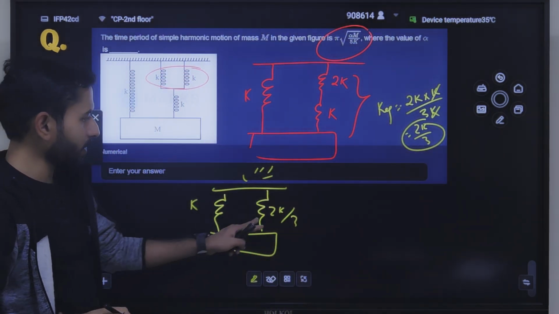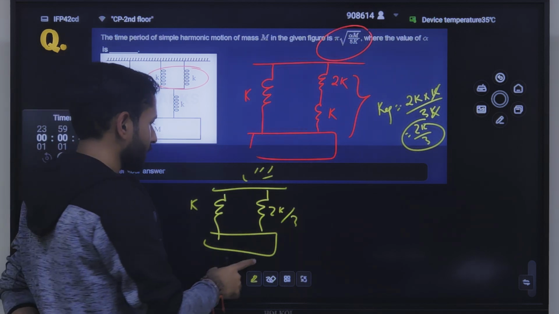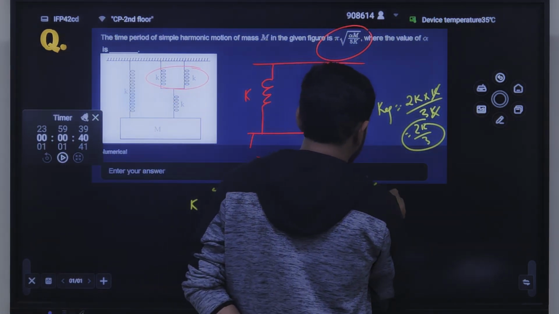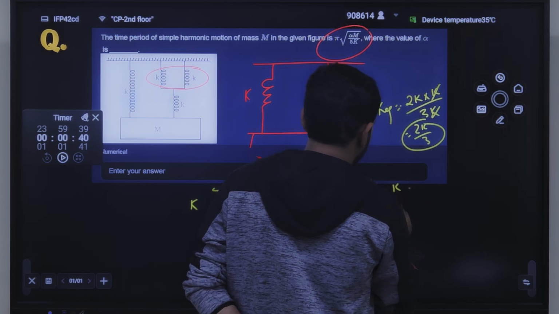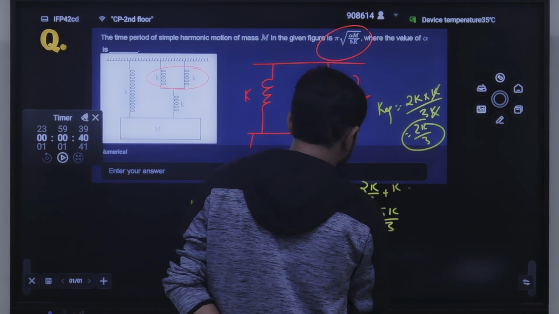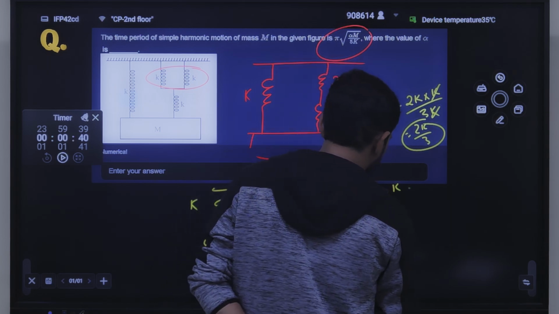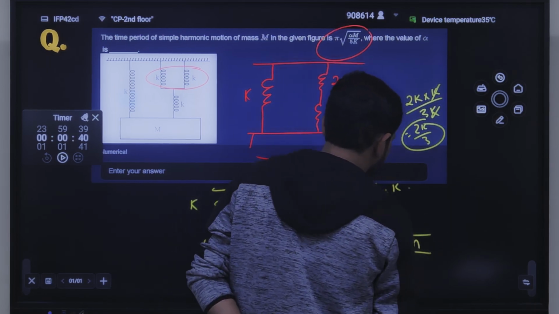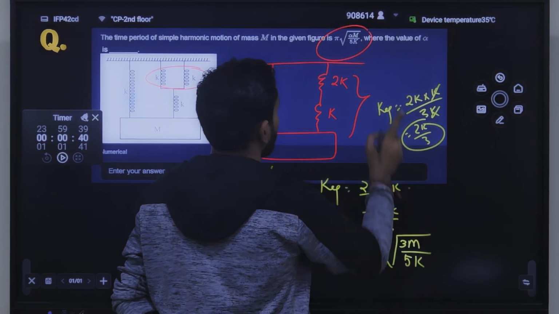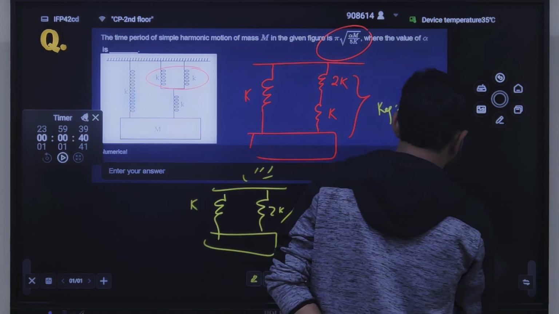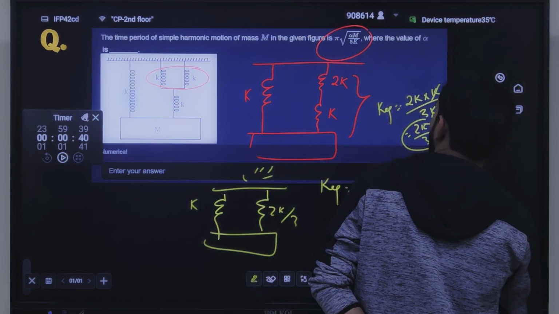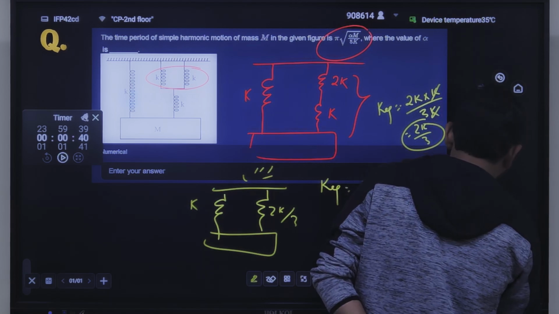Now what kind of combination is this? Can I say again a parallel combination? Parallel combination means my k equivalent will be 2k by 3 plus k, that is 5k by 3. With this k equivalent, the general formula for time period is 2 pi root under m by k equivalent. Now compare with the original time period, which is pi root under alpha m by 5k.